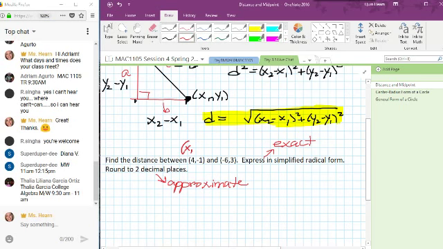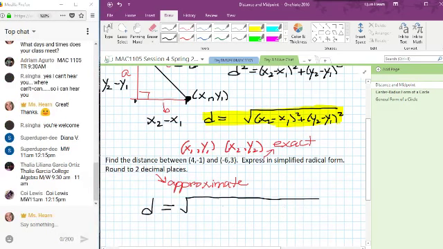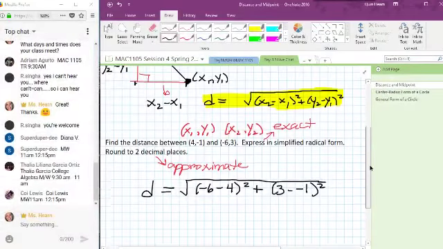Y1, and this will be our x2, y2. Okay, so plugging into the formula then, we have the distance is equal to the square root, and then we have x2 minus x1, so that's going to be -6 minus 4 squared, plus y2 minus y1, so 3 minus -1. And I purposely picked 2 points that have negative coordinates because I want you to make sure and pay attention that you don't make sign errors.